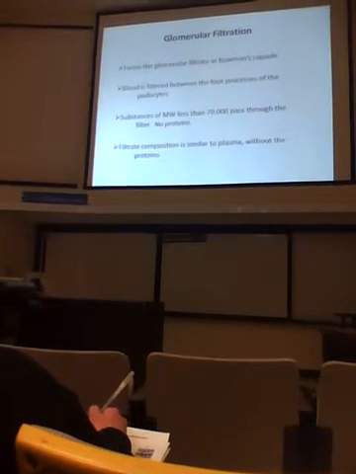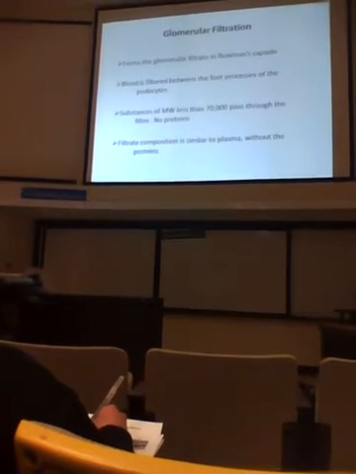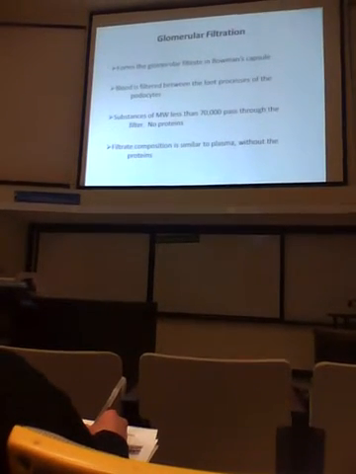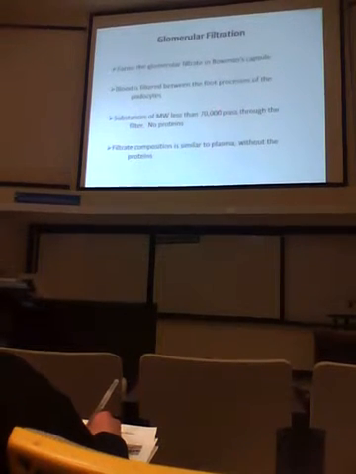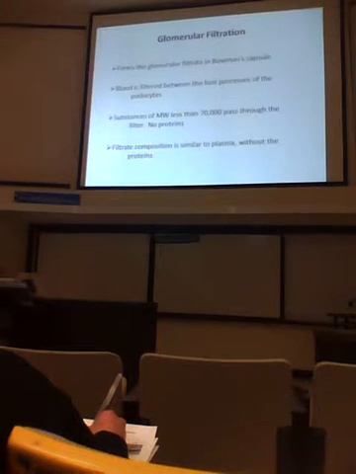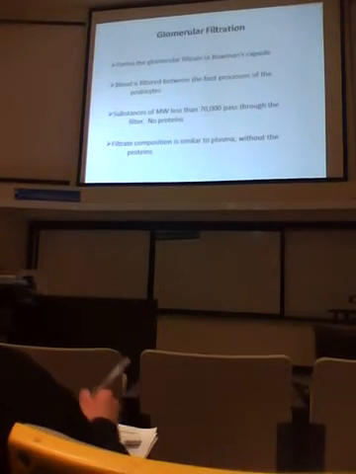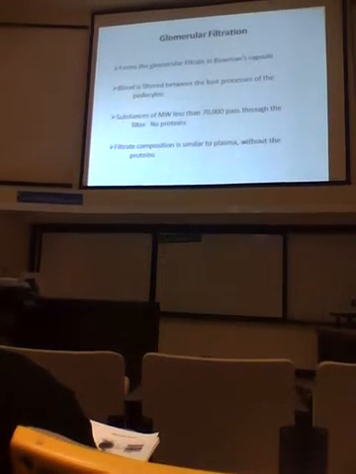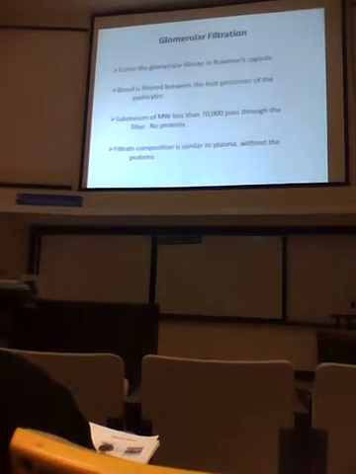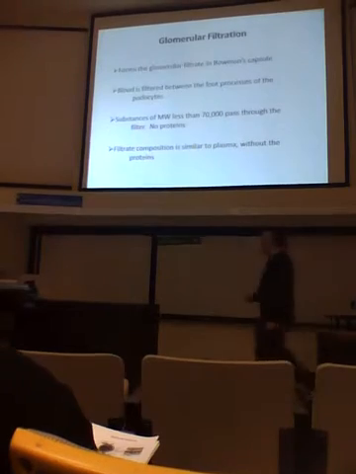So no blood cells or protein goes through, but a large number of molecules do go through because the cutoff is about 70,000 molecular weight. So the filtrate composition is similar to plasma. It has all the low molecular weight stuff, but it doesn't have any proteins in it. And that's going to be significant, which we'll talk about in a bit.